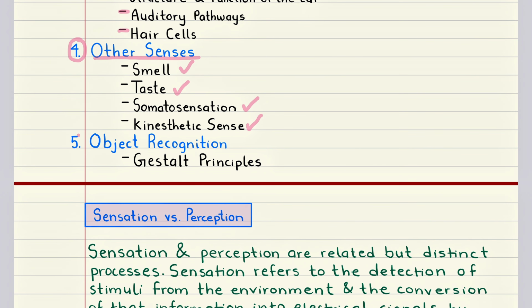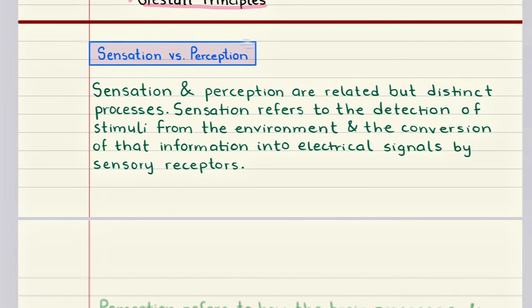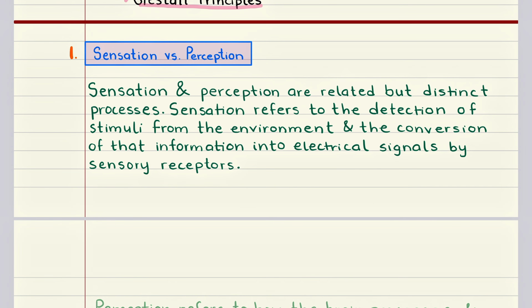Finally, we're going to finish the chapter by discussing object recognition and the Gestalt principles of perception. Here, we're going to see that perception involves a lot more than just detecting sensory information. The brain also has to organize and interpret that information in ways that allow us to make sense of the world around us. Now, with that introduction, we're ready to begin with our first objective, sensation and perception.